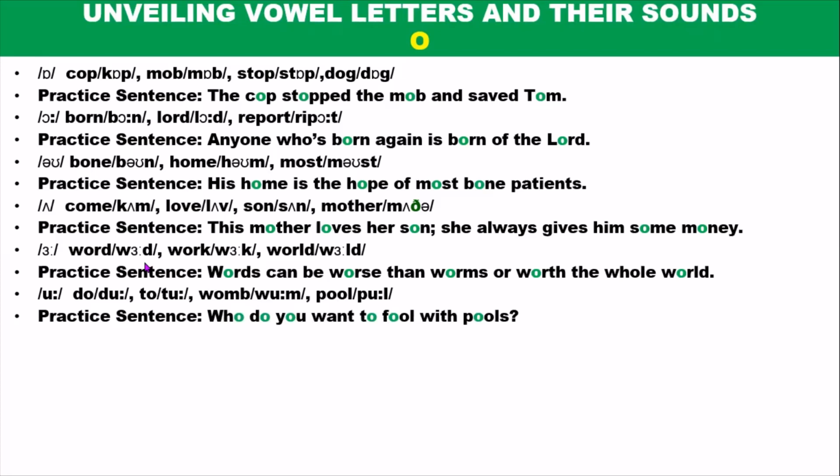Practice sentences as follows. Who do you want to fool with pools? Who do you want to fool? Who do you want to fool with pools? Well, this M could be added here, whom, to make it of objective form. Whom do you want to fool with pools?